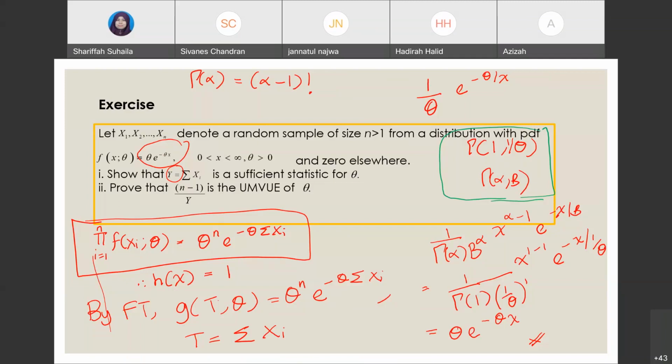Okay. So now we prove the second part. You want to prove that n minus 1 over Y is the uniformly minimum variance unbiased estimate of theta.